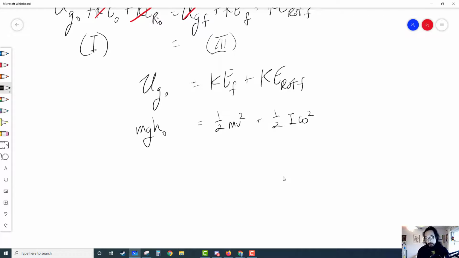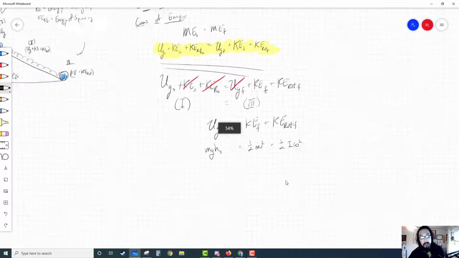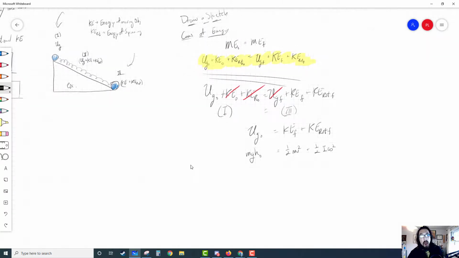Now, this is something you need to know. Before we used the trick where we divided out all the masses, we can't do that now because we don't know what the I is. And sometimes they'll give you the I, sometimes they won't, but it's just best for you to keep the I as I and not mr squared. Okay, all right, so that's how you would solve it. And this is the example of 1 to 3, right? So going from 1 to 3.